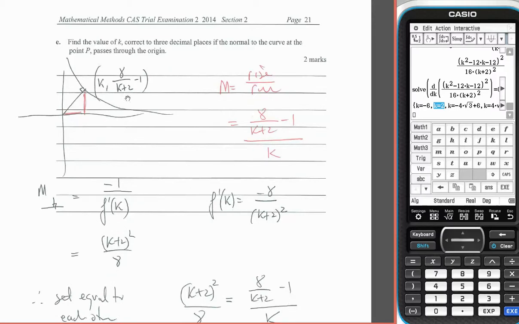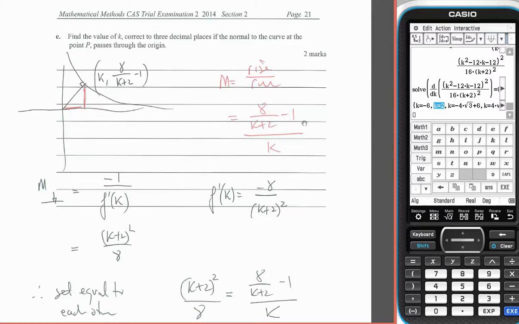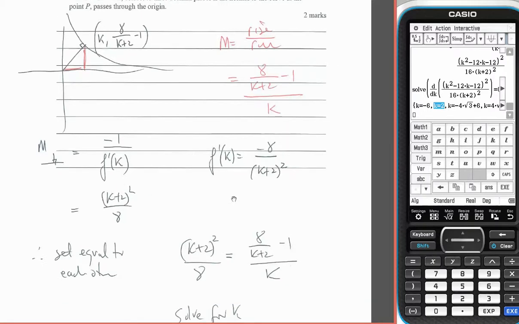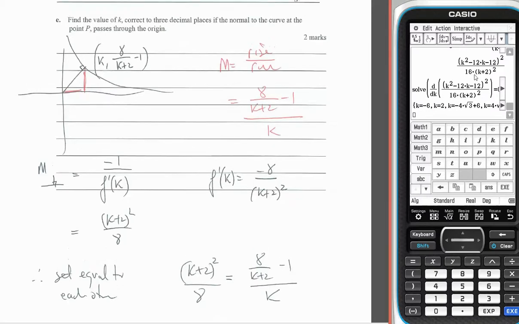And over the page in E, find the value of k correct to 3 decimal places if the normal to the curve at point P passes through the origin. So I've got point P, its normal passes through the origin. I can get an expression for the gradient two ways. Rise over run, that will be the y coordinate divided by k. The other expression for gradient will be to take the derivative of this, sub k in as the x value, then flip it upside down and times by -1. The derivative f dash is -8 on k plus 2 squared.